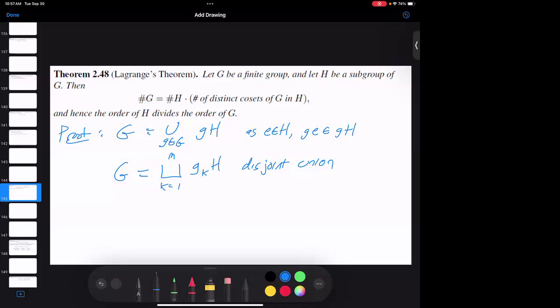Okay. But we know every coset has the same number of elements as every other. And so the size of G is going to be the size of H times m. And we're done. So we've just shown that the size of any subgroup divides the size of the group. Okay, so this has a lot of applications. I'm sorry? It's the m, I guess, because k. Oh, yes, you're right. Thank you.